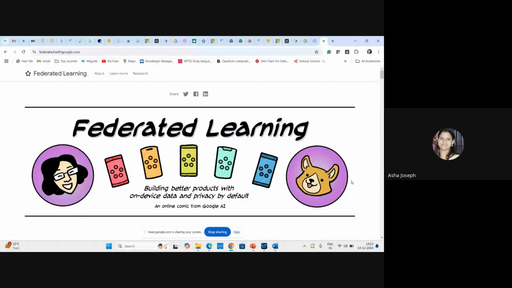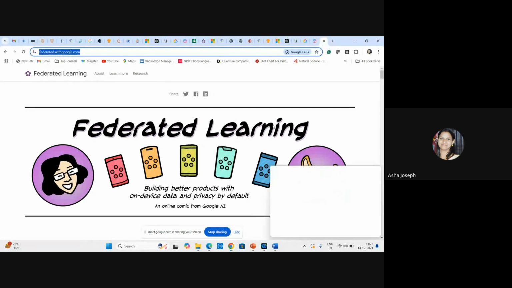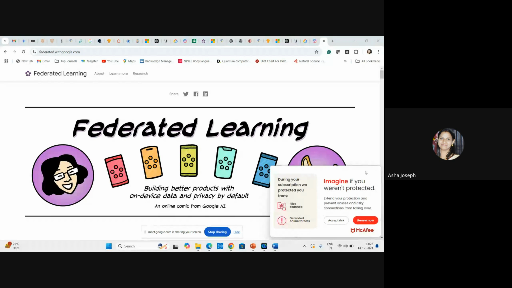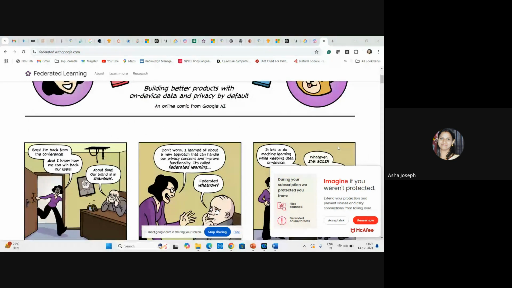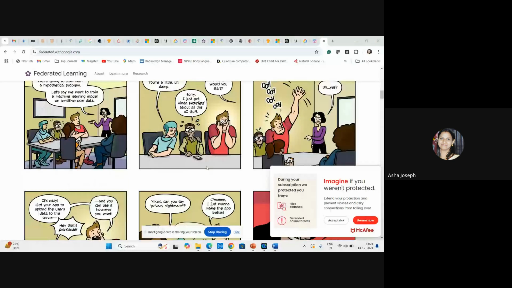So here, please note down this link, all of you. I want you people to go through it. It's a comic by Google, but it will allow you to understand what is federated learning. So federated learning means, as they say, it's a new approach that can handle our privacy concerns and improve functionality. So please go through this comic. It's a story like that.